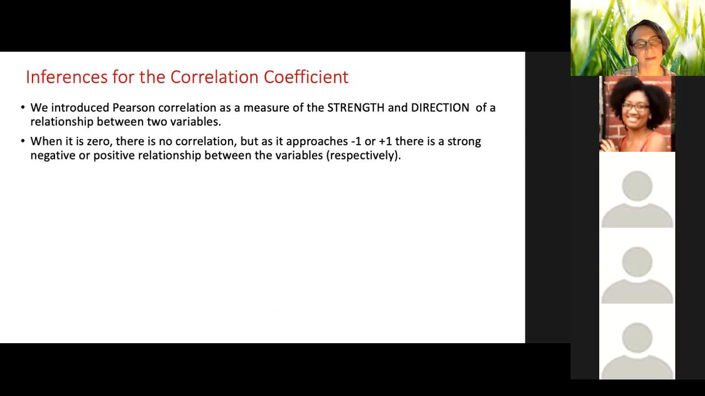So we just introduced Pearson correlation as a measure of the strength and the direction of a relationship between two variables. When it's 0, there's no correlation, so there's no association. But when it approaches -1 or +1, there's a strong negative or positive correlation, an association between the two variables. But is that all that we need to know? Is it enough?